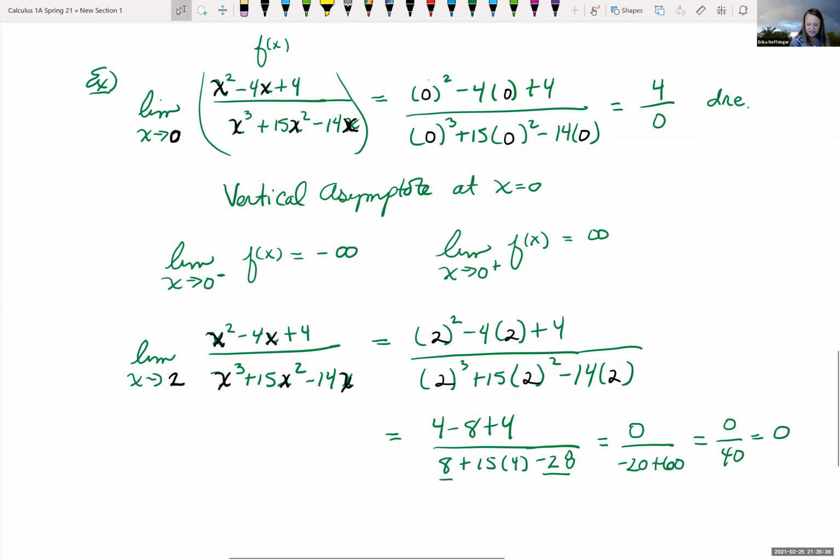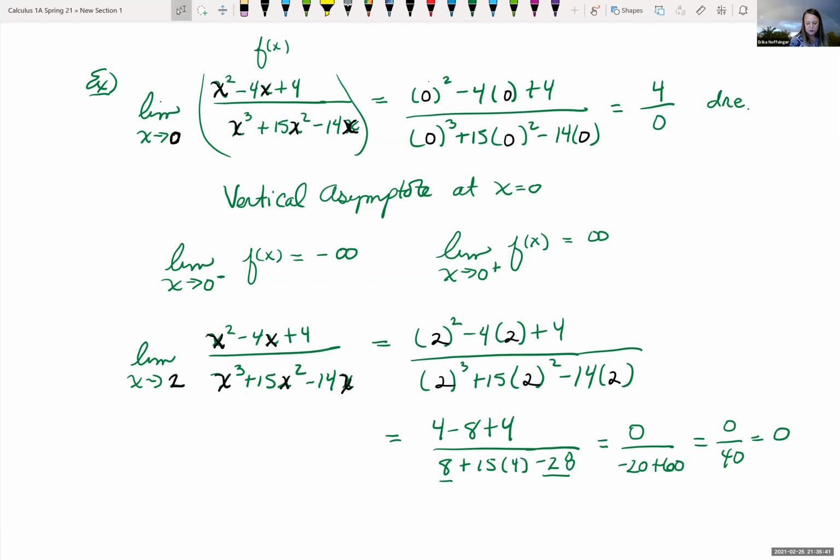So here's a case where the limit as x approaches 2 gives us back 0. Again, there's a difference between getting 0 in the numerator and getting 0 in the denominator. Well, that was not an indeterminate form. Let's see if we can do a different one. How about this one?